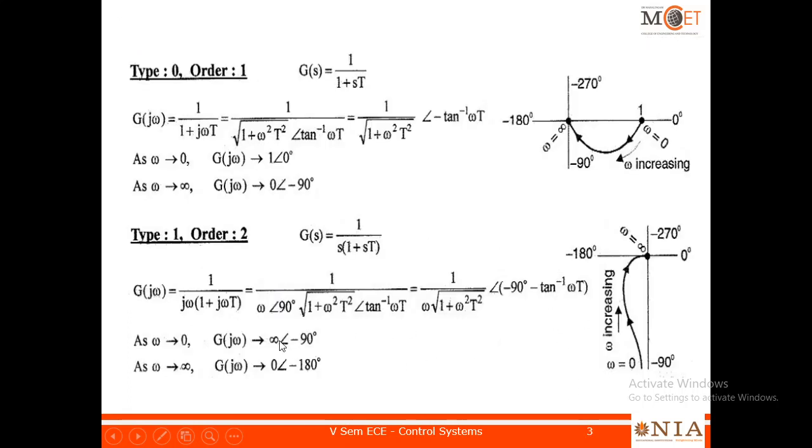So the magnitude is infinity and the phase is minus 90 degrees, so somewhere at infinity the point has to be, along a line parallel to minus 90 degrees. At omega equal to infinity, the magnitude is 0 and the angle is minus 180 degrees. So your graph will look like this. The shape of the graph will be like this, an approximate graph.